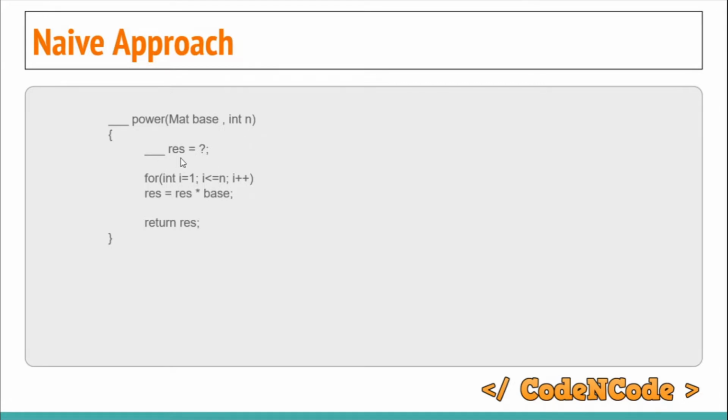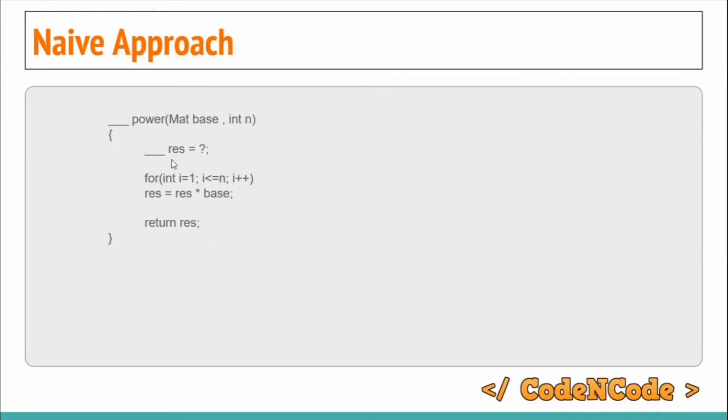You see, we have three different things here which we need to fill. First, the return type of this function. We have taken a result; we need its data type and what the initialization value should be. Then each time the result is multiplied with the base matrix to calculate the base raised to power n, and then we return the result.